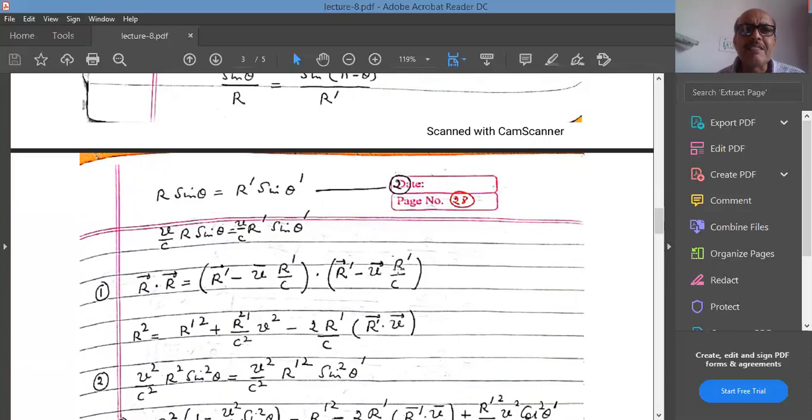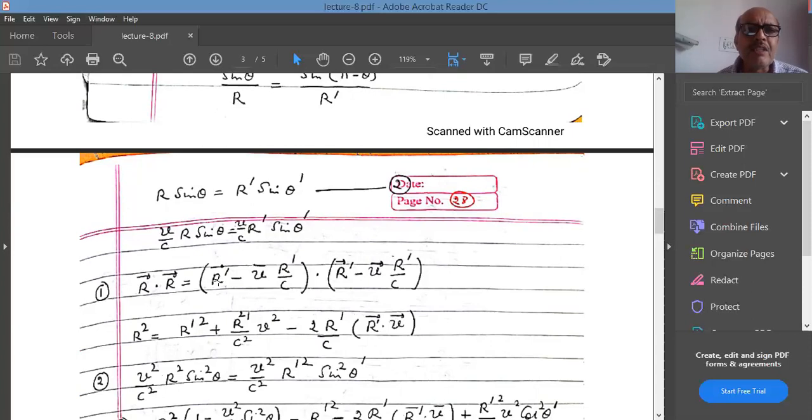So r'/c and r'/c becomes r'²/c², and again the v vector dot v vector is equal to v². So that is the second term. Now we will have two more terms: the dot product of the first term here with the second term of this bracket, and similarly the second term of this bracket with the first term of this bracket.